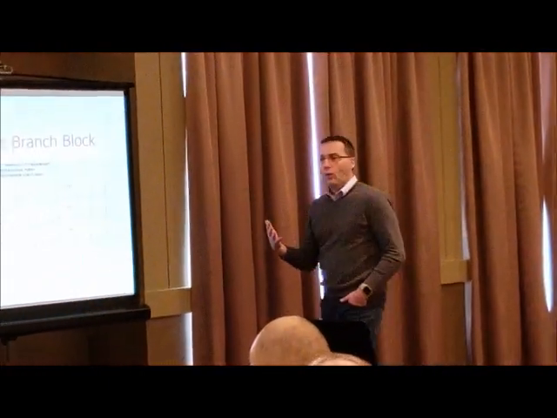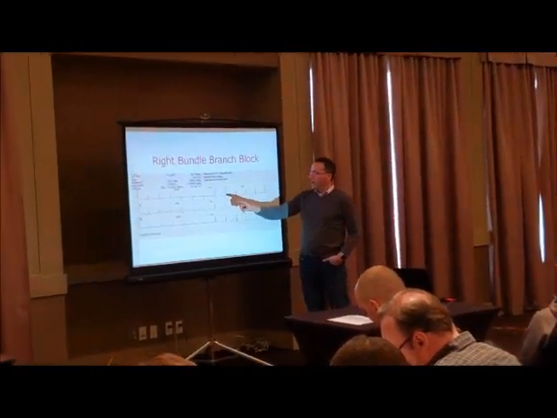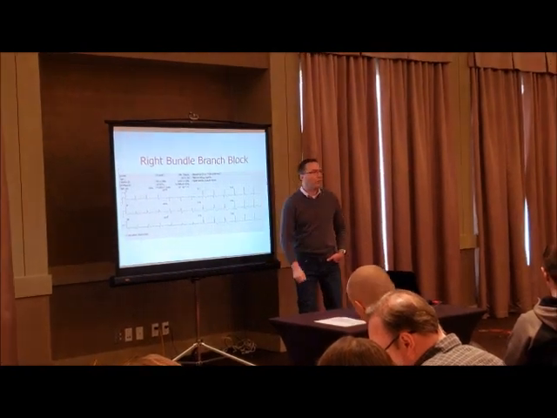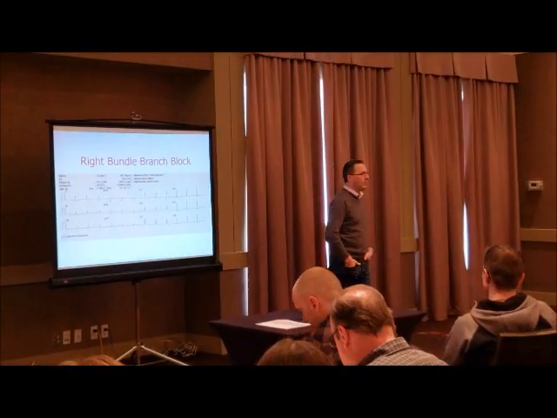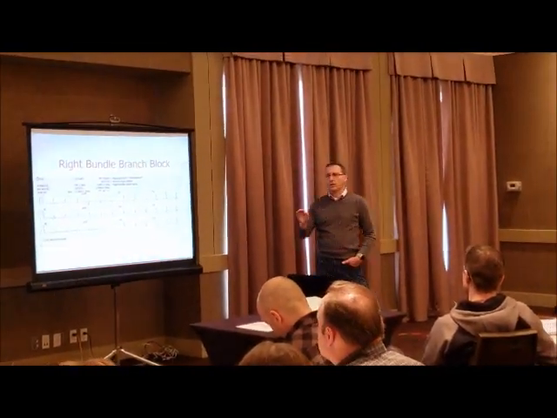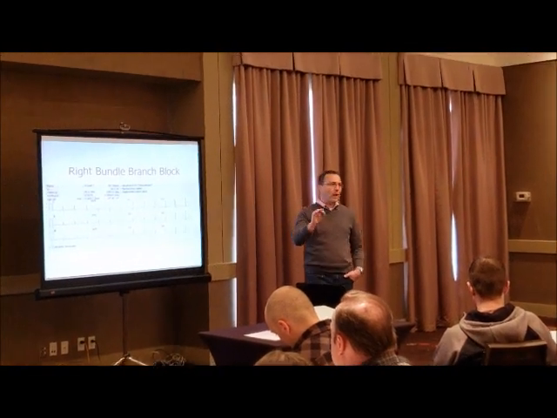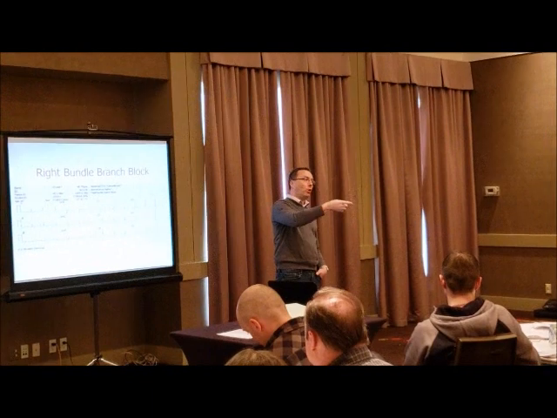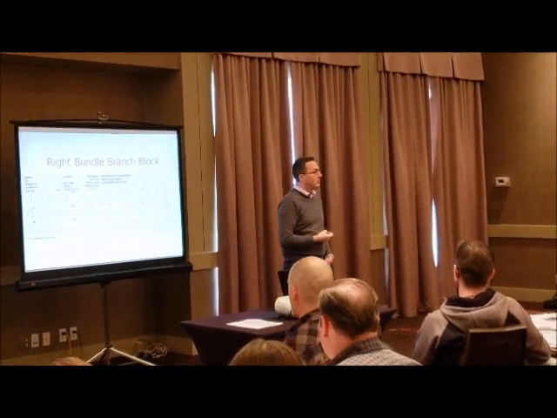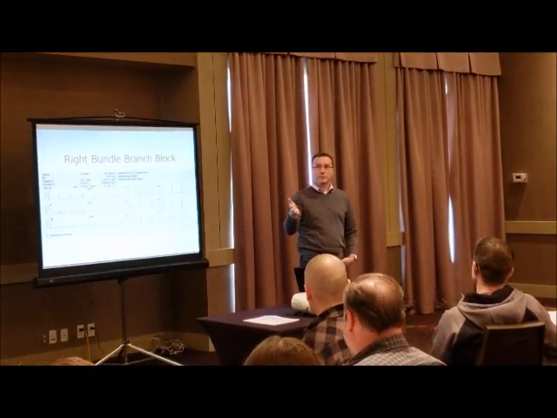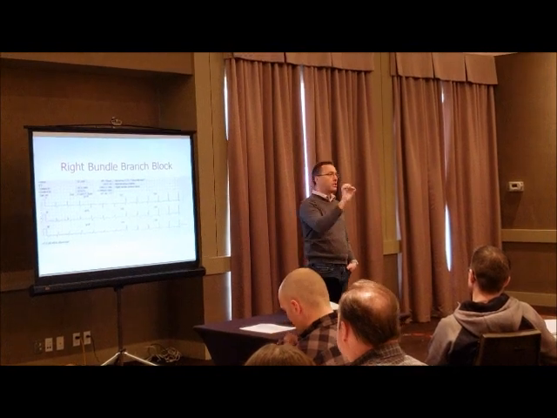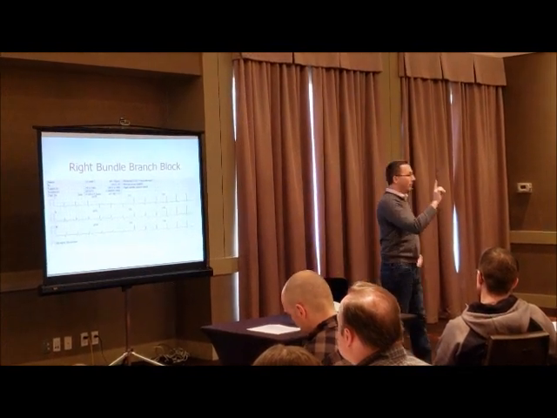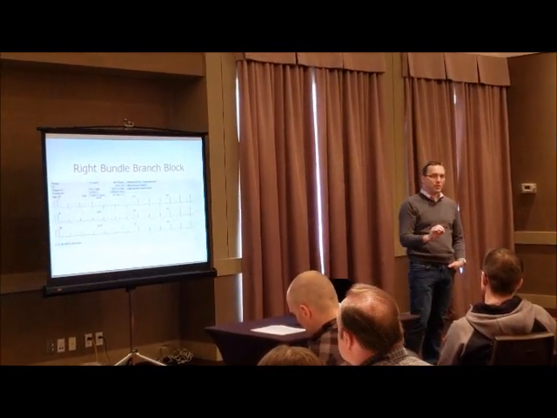So why do we have a terminal R wave in lead V1 with right bundle branch block? Let me ask you a question. If the right bundle branch is blocked, what ventricle depolarizes first? The left. If the right bundle branch is blocked, the left ventricle depolarizes first.